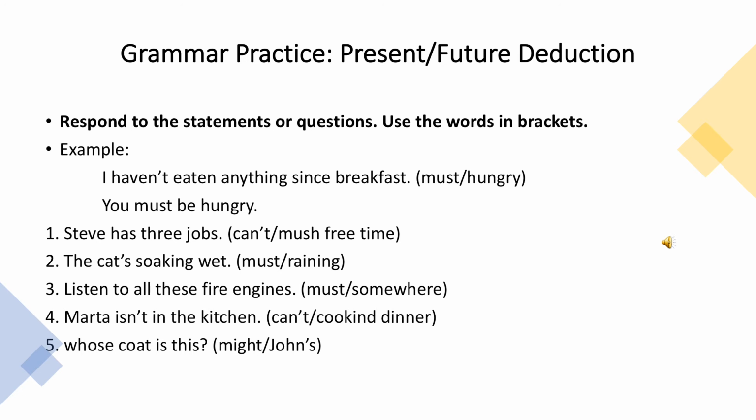Here is an exercise for you to practice grammar. It talks about present and future deduction. Now you are asked to respond to the statements or questions. Use the words in brackets. Example: I haven't eaten anything since breakfast, and the given words are must and hungry. So you can say, you must be hungry. You can do the same with the other 5 sentences. If you find them difficult, you can contact me.